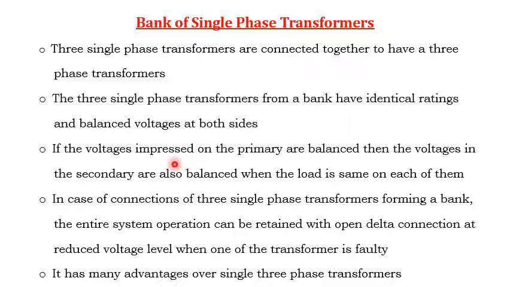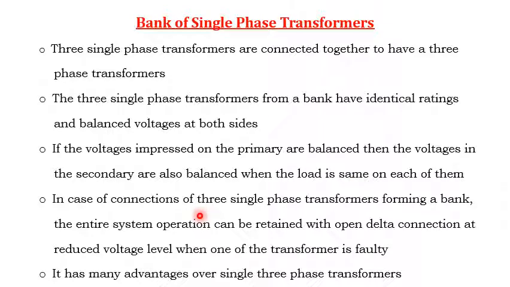If the voltages impressed on the primary are balanced, then the voltages in the secondary are also balanced when the load is the same on each of them. That means, considering the primary voltage and the secondary voltage, the load will be connected at the secondary side. If these voltages are balanced, then whatever the load connected at the primary as well as the secondary side, the load should be the same.